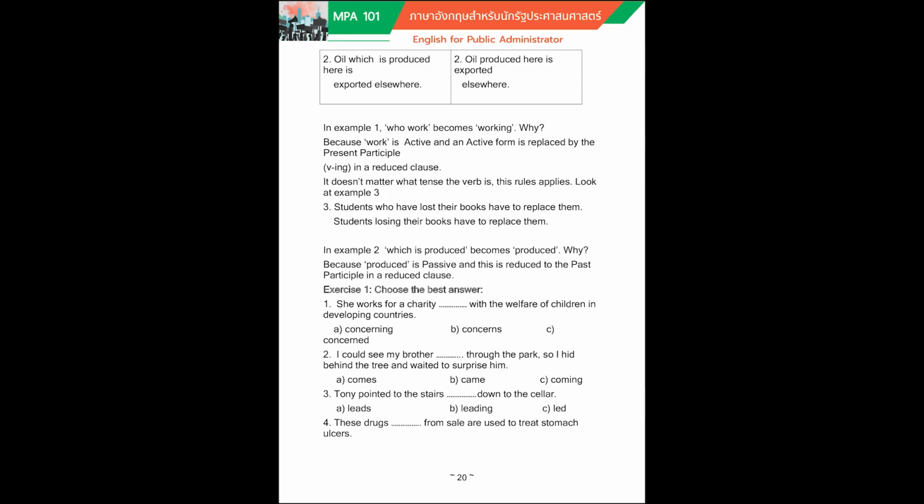Okay. Next one. Oil, which is produced from, oil which is produced here is exported elsewhere. Or oil produced here, again, I took out the relative clause. Oil produced here is exported elsewhere. Okay, all right. Now, I took out the who, like I said, because work is active. So it doesn't matter what tense the verb is, this rule applies. Students who have lost their books have to replace them. So students losing their books have to replace them. So I took out the word who and reduced it.